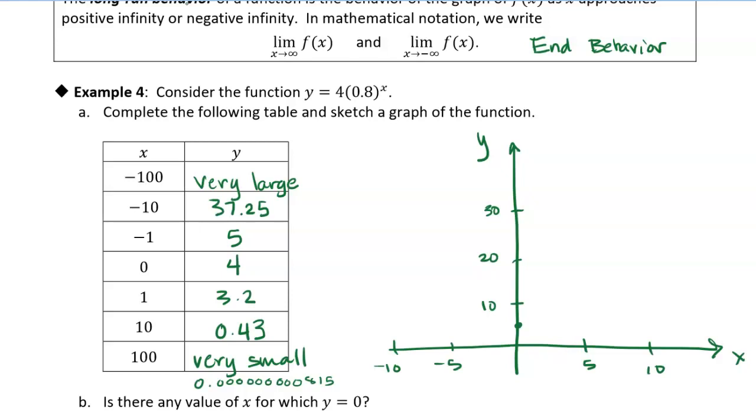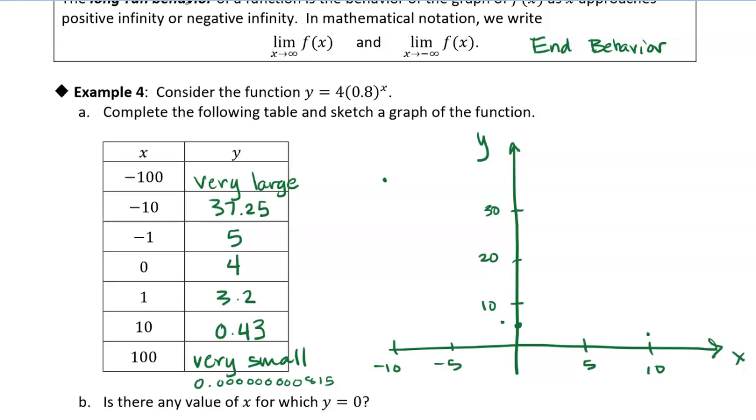Sorry, at negative, let's do negative 1. Okay, so negative 1 is probably about here. We're at 5. Well, that's not 5. It's got to be lower than that. It's not very much above 4, given the scale. And at positive 10, we're at 0.43, so it's kind of small here. It's about there. And at negative 10, we were at 37. So let's say 37 is about here.